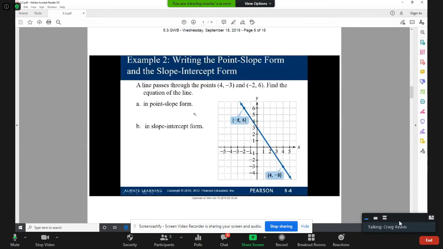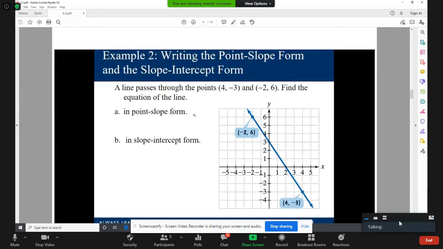All right, here, let's look at this one. A line passes through the points (4, -3) and (-2, 6). Find the equation of the line.